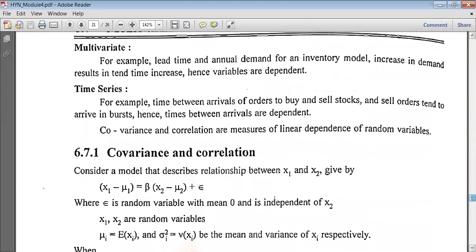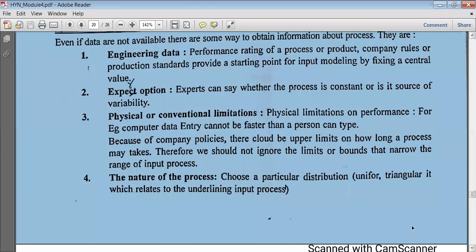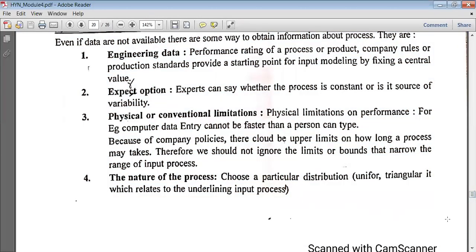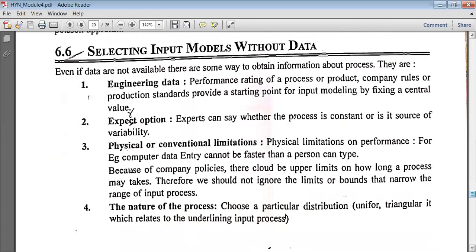The last one is that we can select the input data by making use of the nature of the process. We can select any type of distribution, the different types of distribution we have studied, such as uniform and triangular. Based on the type of distribution that particular data belongs to, we can select the data for simulation. Like this, we can select the input models without the data.